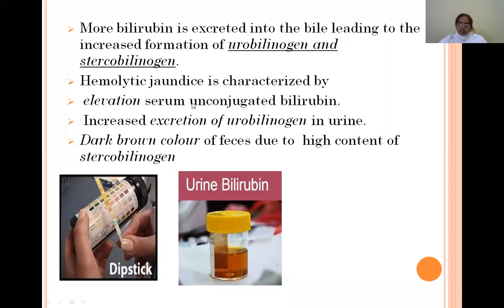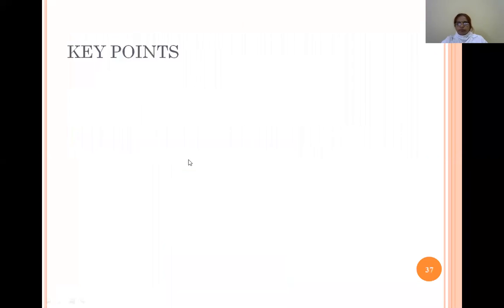So the serum unconjugated bilirubin levels are increased, with increased excretion of urobilinogen in urine and dark color of feces. So why the dark color of feces? Due to the high content of stercobilinogen.